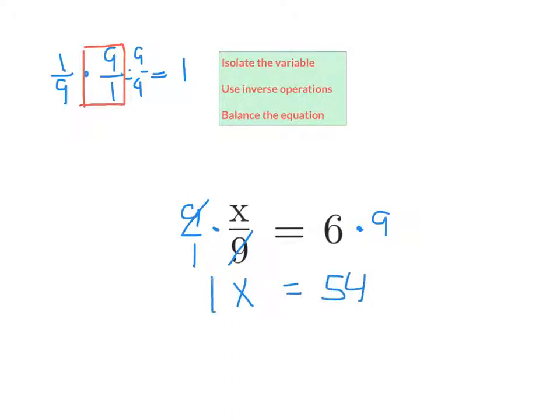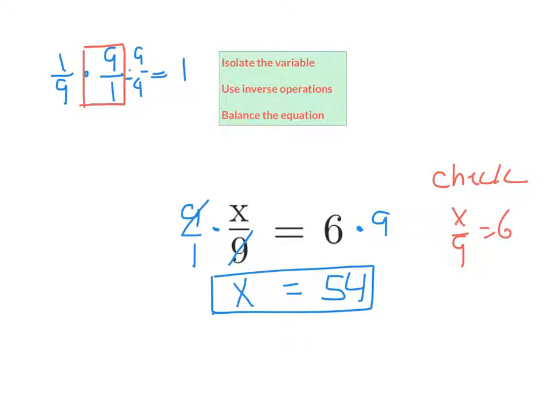And if you don't believe that that's the solution, you can check it. You can check it by going back to your original equation, which was x divided by 9 is equal to 6. You can plug in 54 where you see x, and 54 divided by 9 is equal to 6. That's a true statement, so it checks.